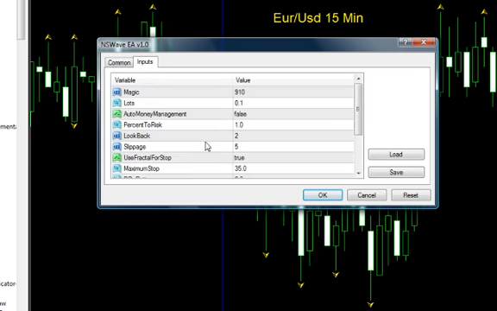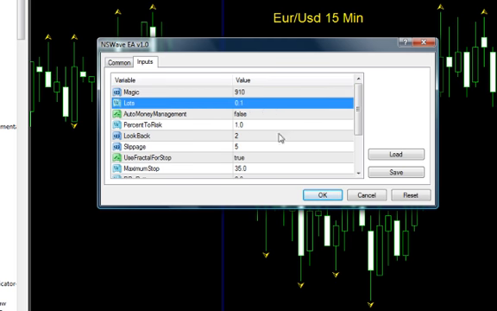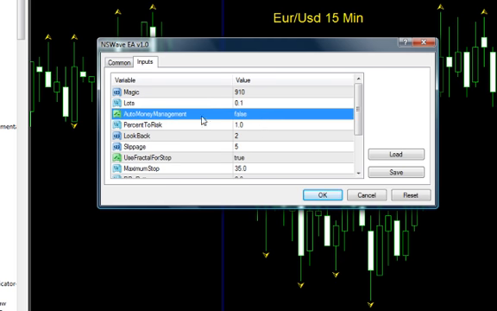I'm going to put our inputs in. Magic number simply is a number assigned to this particular advisor on the Euro USD 15-minute charts. If you wanted to run it on another, say Euro USD 30-minute or 5-minute, you just change that to some different number. It doesn't matter. Adjust your lots as you would want. Auto money management, I don't use it, but if you put in 1% as a percent to risk, it would never trade more than 1% risk based on your stop loss.